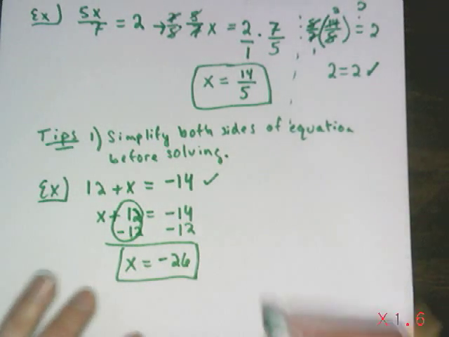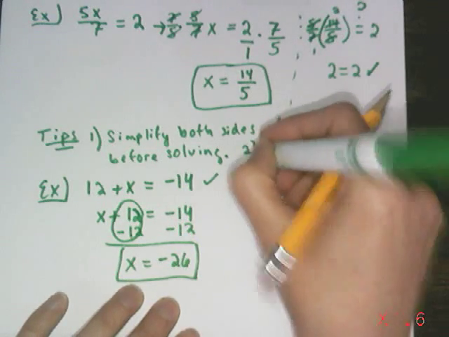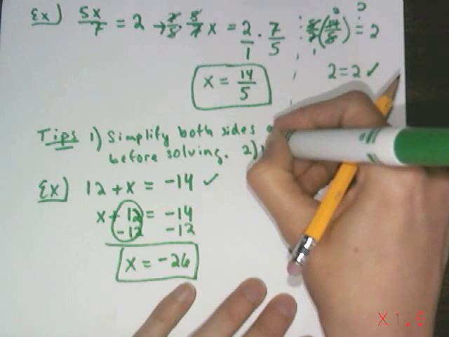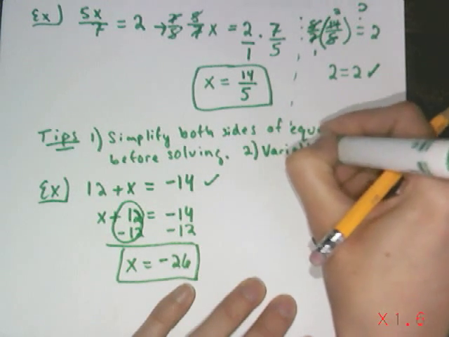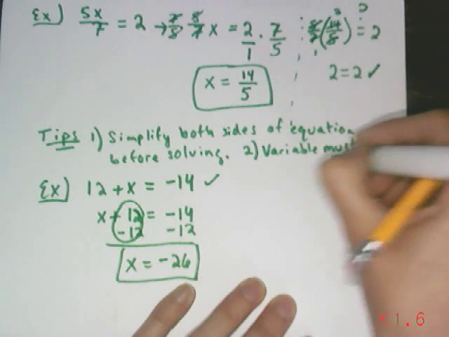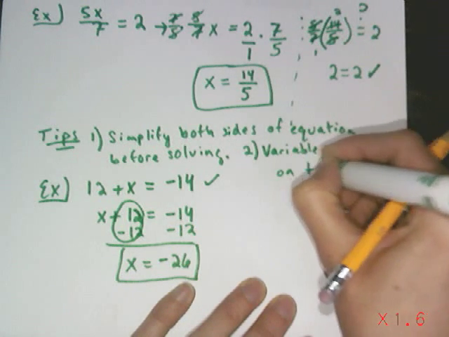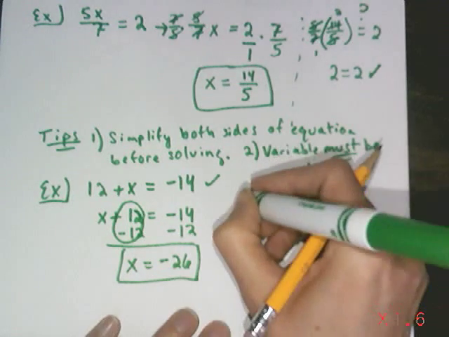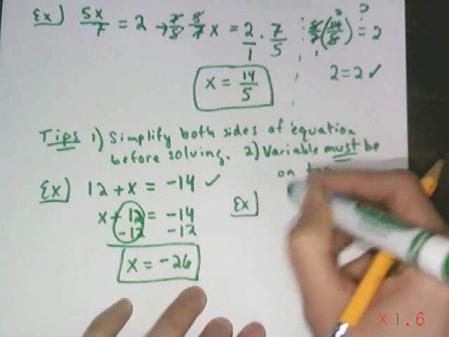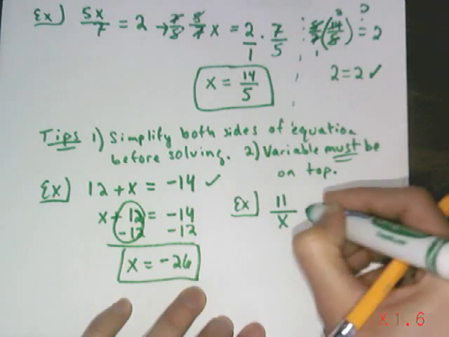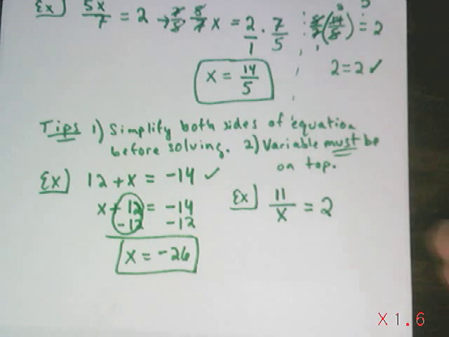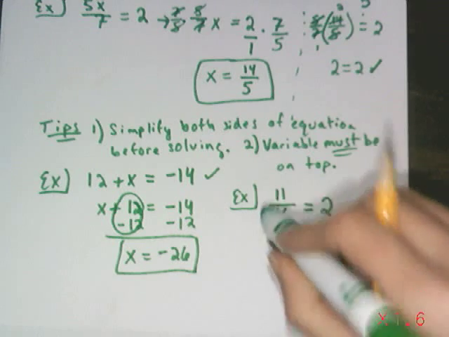The other tip that I have for you is tip number 2. The unknown must be on top. So your variable must be on top because otherwise nothing is happening to it. It's doing the dividing. For example, if you have something like this, 11 over x is 2, and we ask ourselves what is being done to x, here nothing is being done to x. So you need to make sure that this variable goes on top.